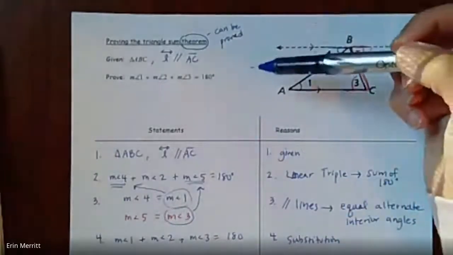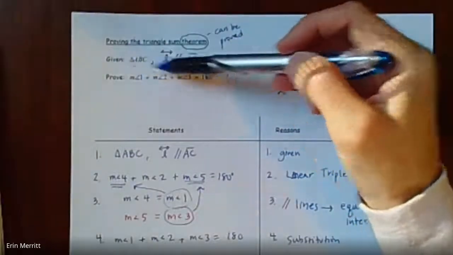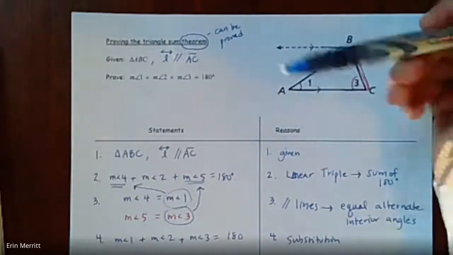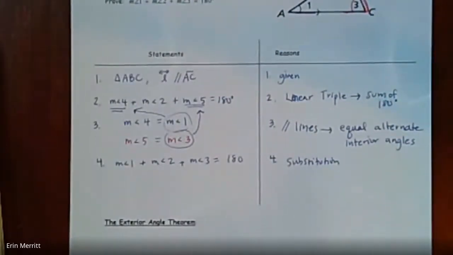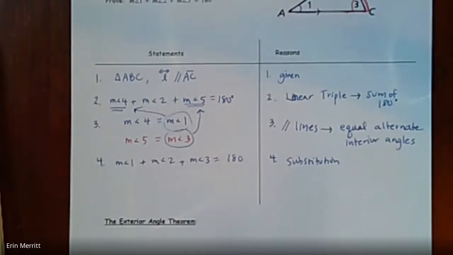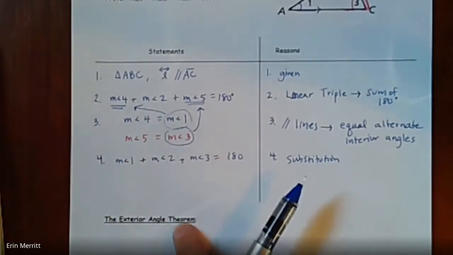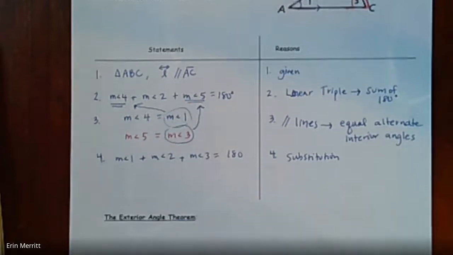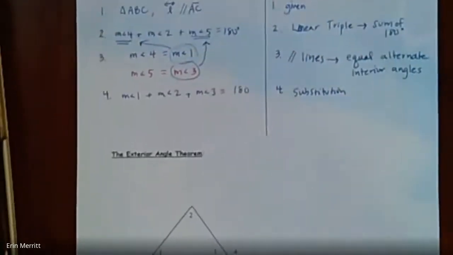So when we do more proofs in the future, we'll always take whatever's given to us. And then our goal is to finish with that prove step. So there's a little intro to what that will look like in the future. All right. The next thing we talk about is the exterior angle theorem. So that term theorem, again, means that we can prove it. Don't be surprised if we take a look at that in a little bit.